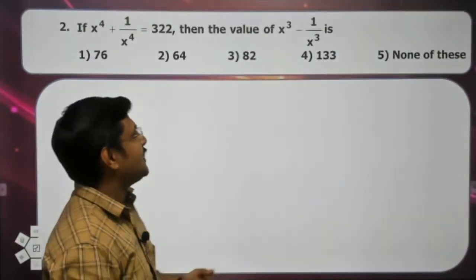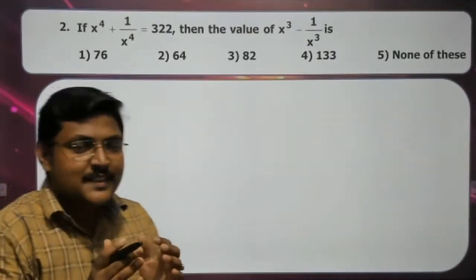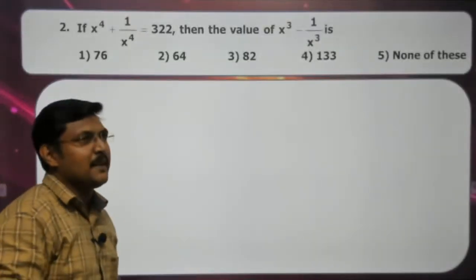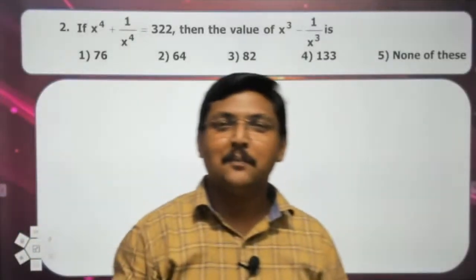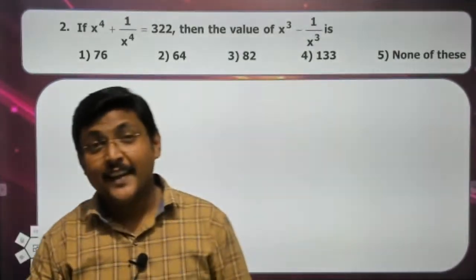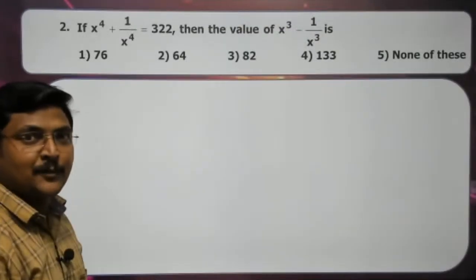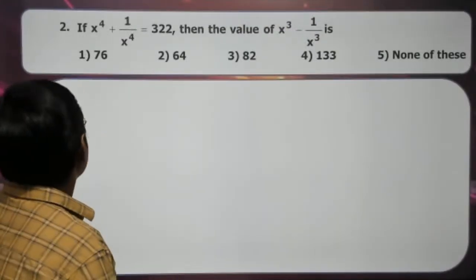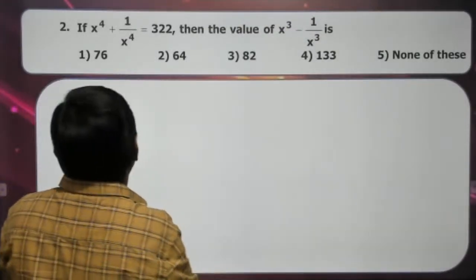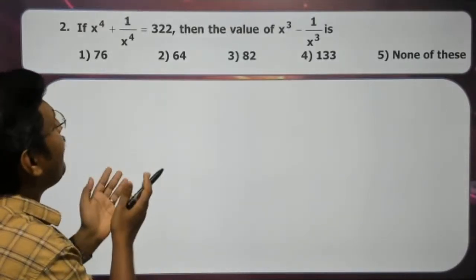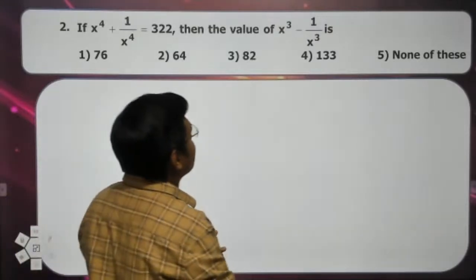Normally when we get these types of questions, many of you will skip this question, but if you know the results, that means if you know (a minus b) the whole cube, (a plus b) the whole cube, (a plus b) the whole square, (a minus b) the whole square, like that, we can find the answer for this question. Listen carefully. Here I am reading that question as: if x raised to 4 plus 1 by x raised to 4 is equal to 322, then the value of x cube minus 1 by x cube is.